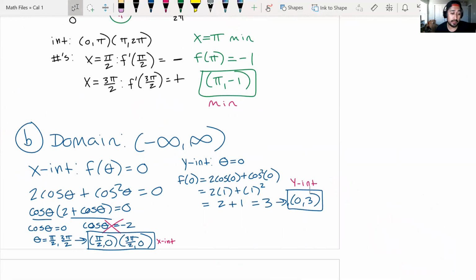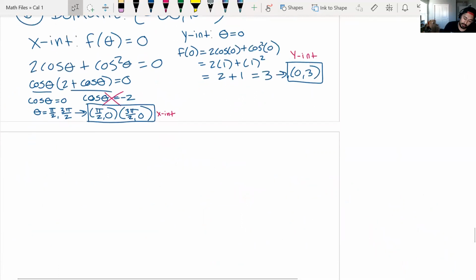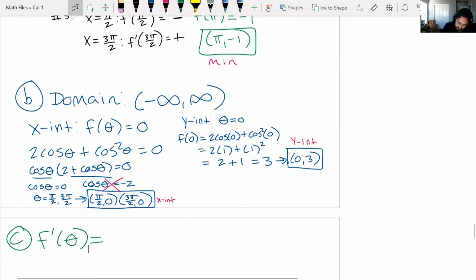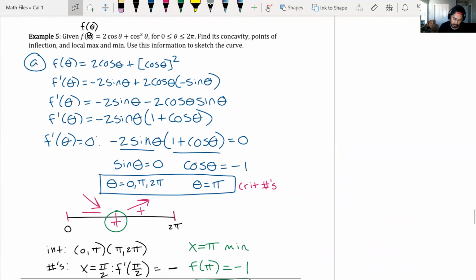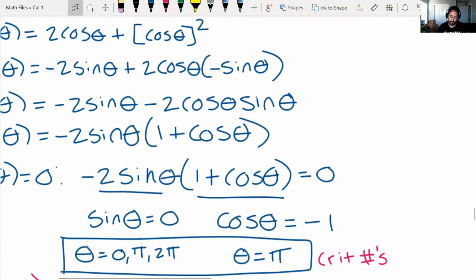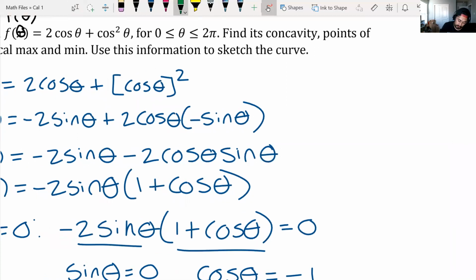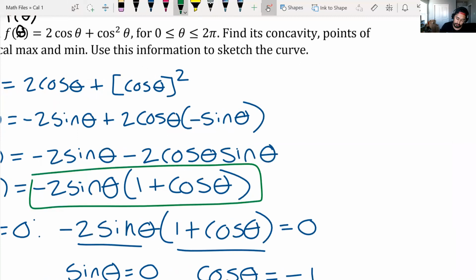Okay, that part's done. Now to the hard part. Maybe the hard part, who knows? C. Second derivative time. So I'm just gonna rewrite the first derivative, which is, okay, so there's something I'm gonna do here to make the second derivative a lot easier. If I choose this form, which there's nothing wrong with, I use product rule. Nothing wrong with that.